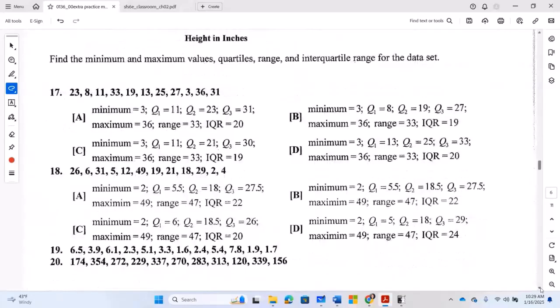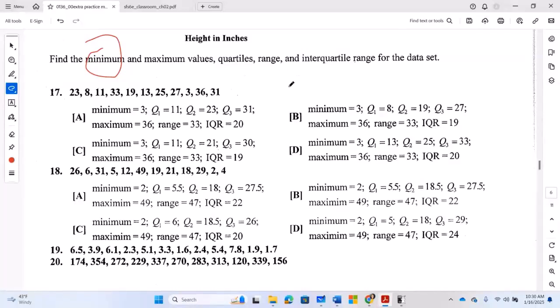So let's go to number 17. When we answer question number 17, you will actually know how to calculate the 5-number summary, even though we have done it before. Number 17 to 21 says, find the minimum number, the maximum number, the quartiles: first quartile, second quartile, third quartile, the range, and the interquartile range.